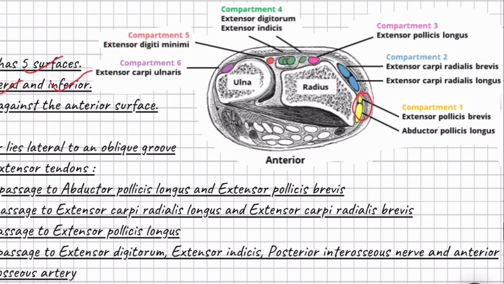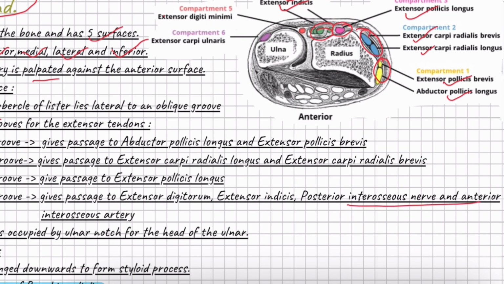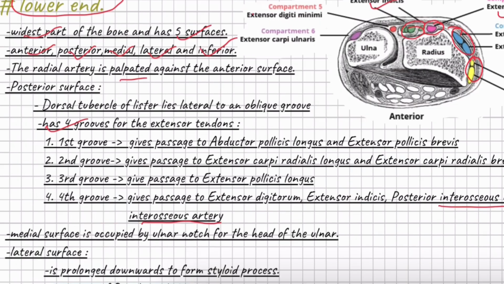First groove gives passage to abductor pollicis longus and extensor pollicis brevis. Second groove gives passage to extensor carpi radialis longus and extensor carpi radialis brevis. Third groove gives passage to extensor pollicis longus. Fourth groove gives passage to extensor digitorum, extensor indicis, posterior interosseous nerve, and anterior interosseous artery.